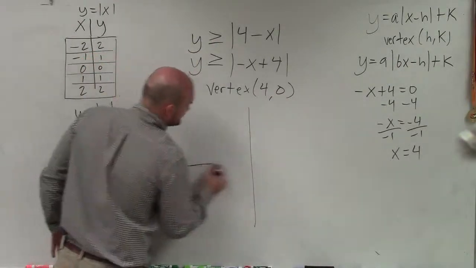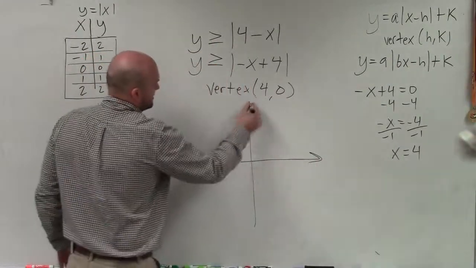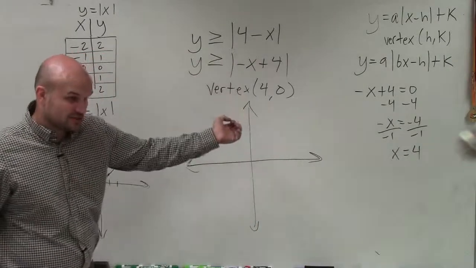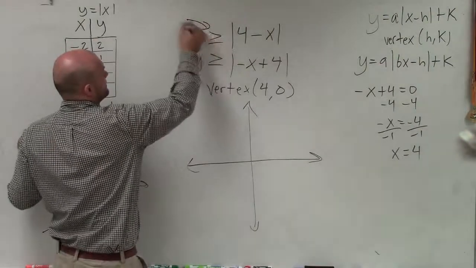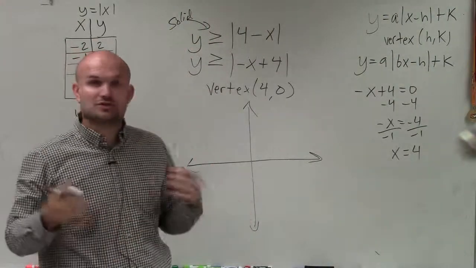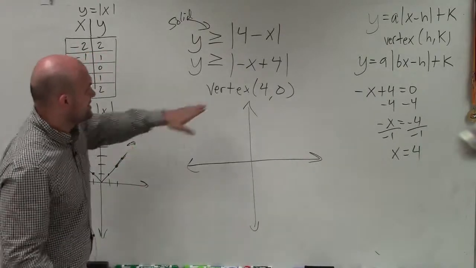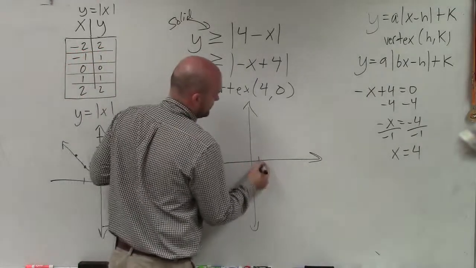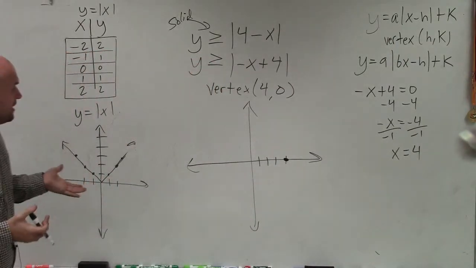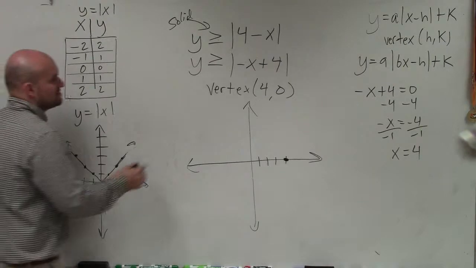Now, before I start graphing, I want to make sure, is my graph going to be solid or dashed? Well, since this is greater than or equal to, it's going to be solid. Anytime it's greater than or equal to or less than or equal to, you're going to have a solid graph. So now let's plot the vertex, which is at 4, 0: 1, 2, 3, 4. And besides that, ladies and gentlemen, there's nothing else.